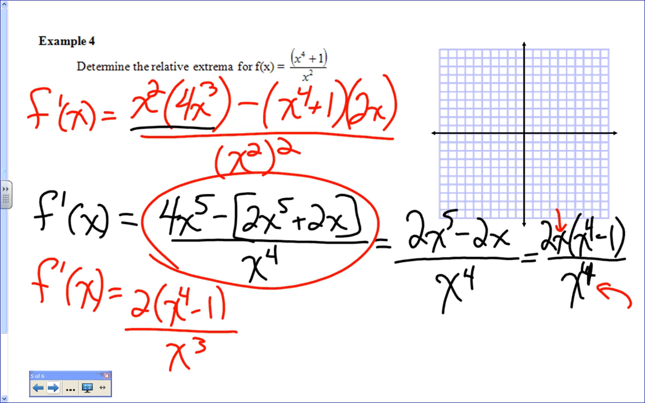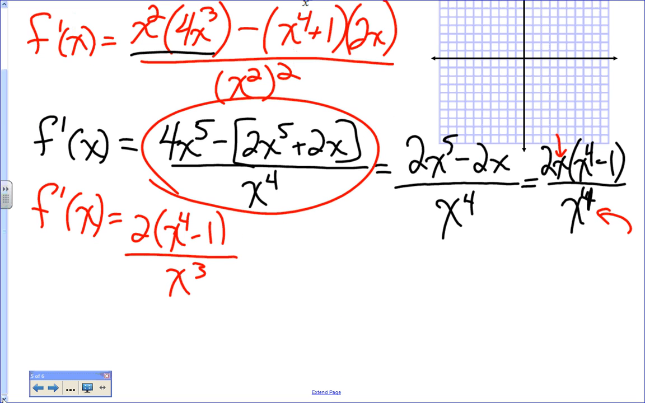So now we have to be a little bit careful. We have to find places where it could change direction, possibly, or change from increasing to decreasing is maybe how I should say this. So what we're going to do is set it equal to 0. And the very first move is to multiply the x to the 3rd up. You multiply this up to here and it's gone. So in other words, I'm setting 2 times x to the 4th minus 1 equal to 0.